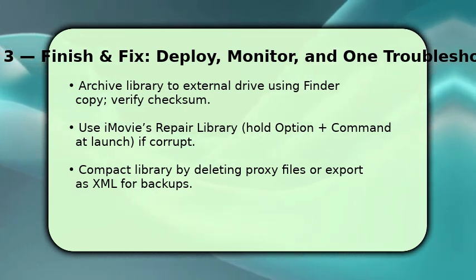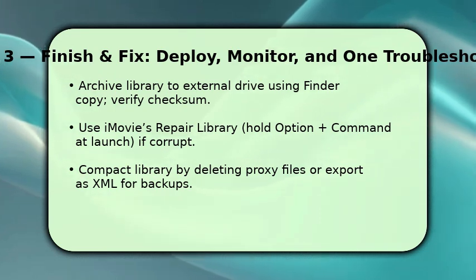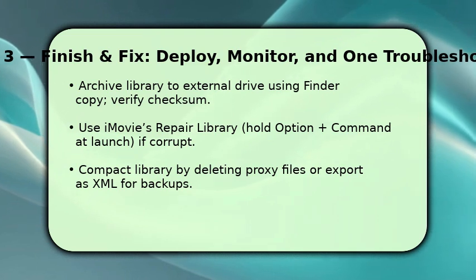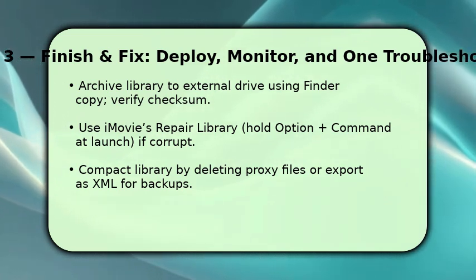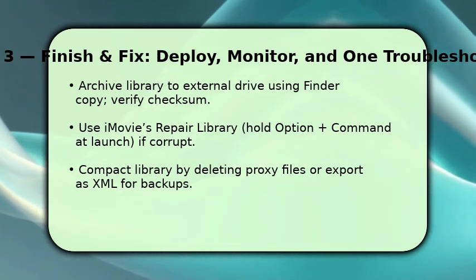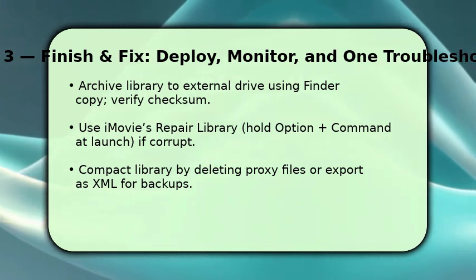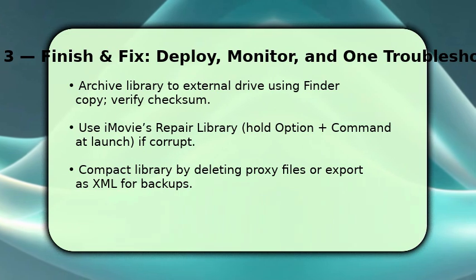If iMovie flags problems, repair the library by launching iMovie while holding Option and Command. That rebuilds indexes and can fix missing media links. Once stable, compact the library by removing proxy or render files, or export as XML for long-term backups. If something goes wrong, restore the archive and run repair.